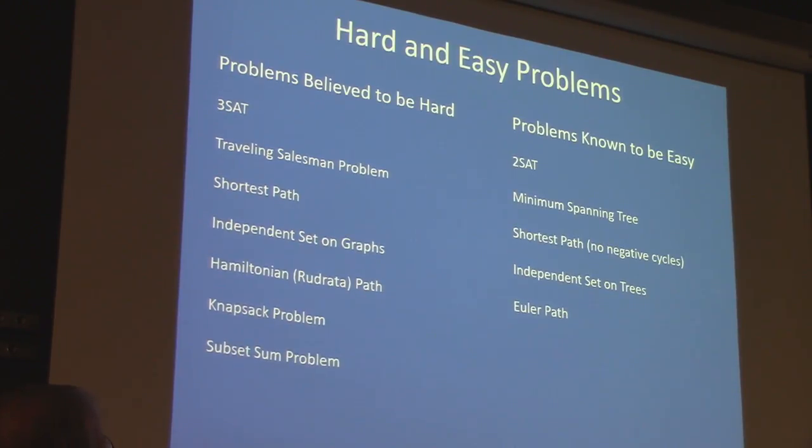Shortest path with no negative cycles, they said, was fast. General shortest path, we don't know, but no one's ever solved it. Independent set on trees, easy. Independent set on graphs, apparently very hard. The Euler path problem, where we're visiting all the edges, easy. The Hamiltonian path problem, where we're visiting all the vertices, hard.